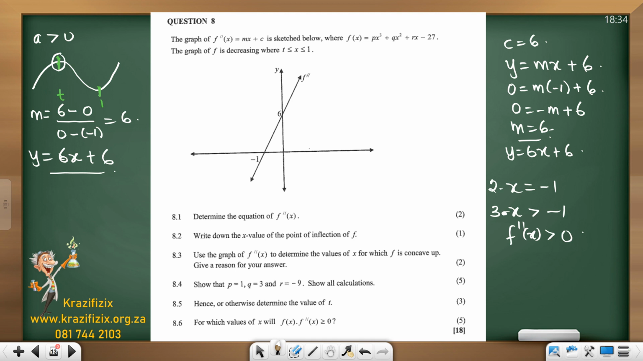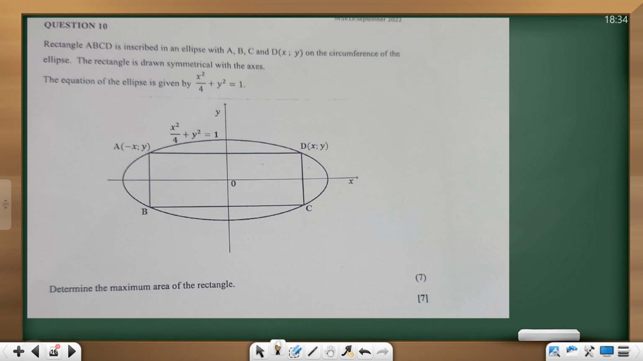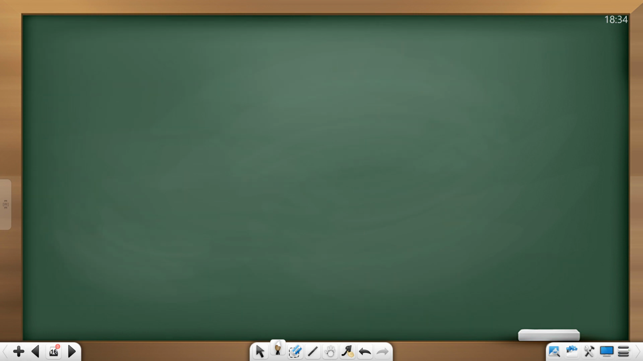There are 2 ways of doing this. The first one, how do we get turning points, guys? F prime of x is equal to what? 0. Do we know our f prime of x? It is 3x squared plus 6x plus r, right? But what is our r? Negative 9.